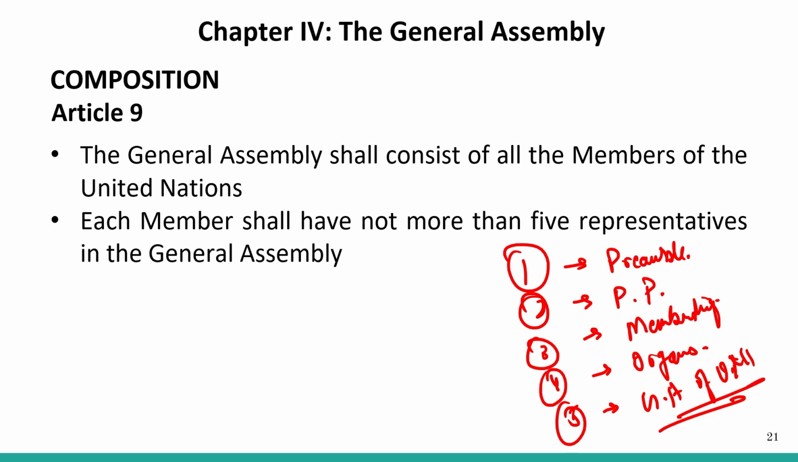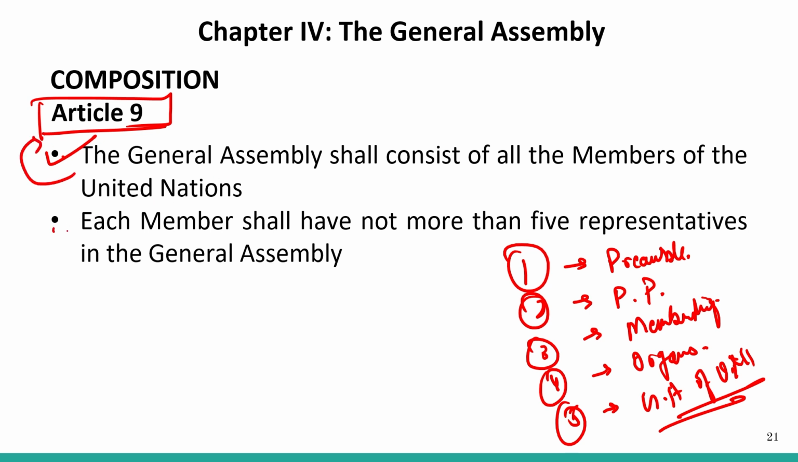Now let's try to understand what the General Assembly is composed of, and it has been mentioned in Article 9. So guys, this is more important for you rather than understanding the whole concept. The reason being, there will be direct questions also: under which article does it say that the General Assembly shall consist of all members of the United Nations? It has been mentioned under Article 9.